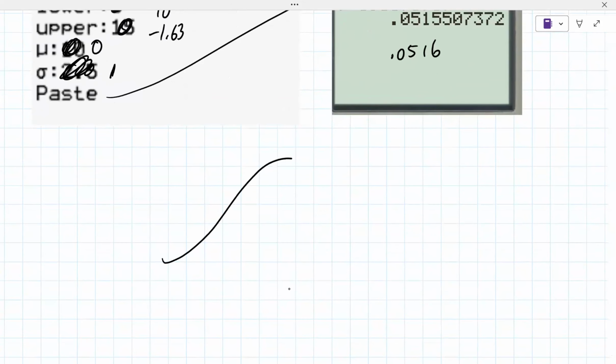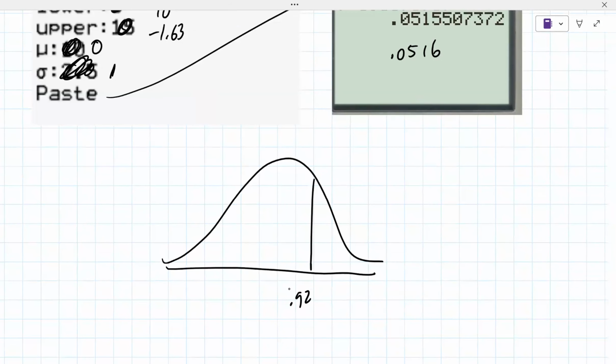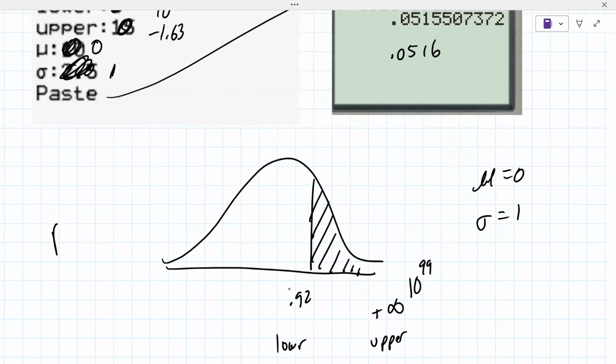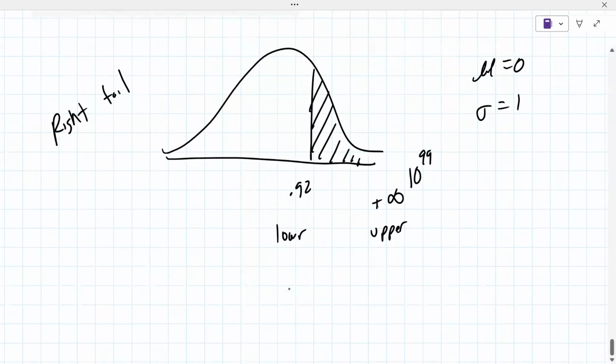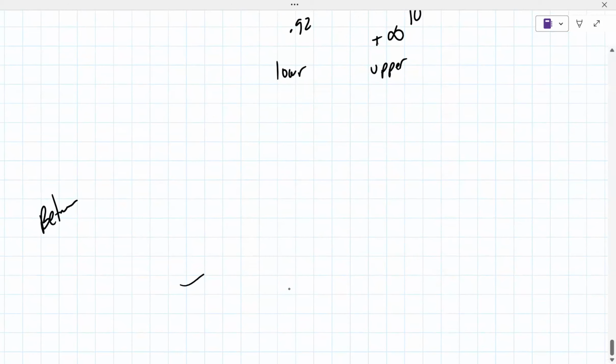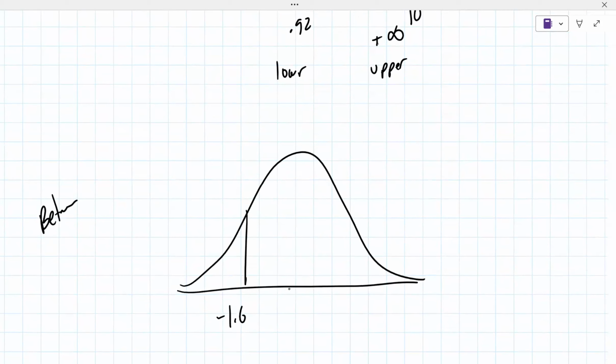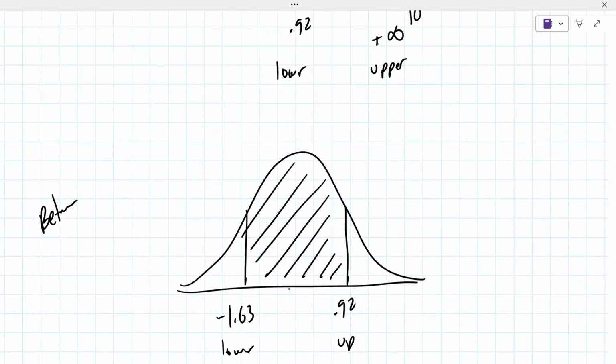But the right tail is similar. I think we had 0.92. This is considered positive infinity over here to the right. Most students use 10 to the 99. So this becomes your lower bound and your upper bound. And then mu is zero and sigma is one. The best one is the between. So I'll show you that really quickly next here, between. So you had one where it was minus 1.63 to 0.92. This is the best case because this is your lower and this is your upper. And again, mu is zero, sigma is one.